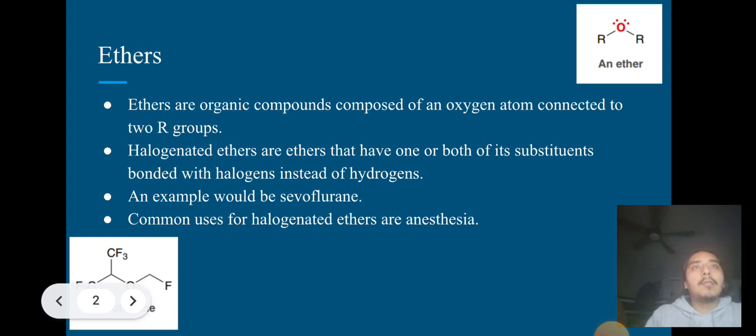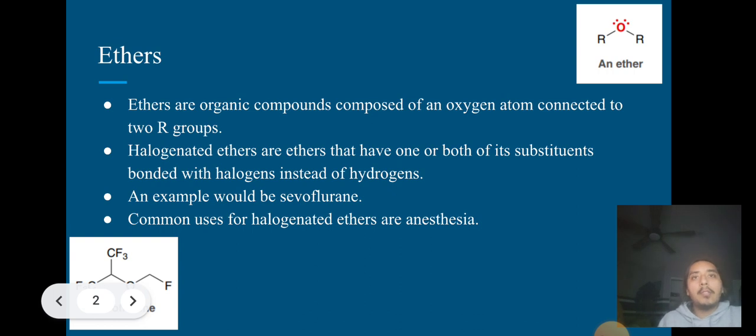Halogenated ethers will be the focus of this presentation, which is a type of ether that has one or both of its substituents that replace some or all hydrogen atoms with halogens. One example is sevoflurane, where one of its substituents is a carbon bonded to two fluorine atoms and one hydrogen atom. The other substituent is a carbon chain where the second carbon is bonded to three fluorine atoms.